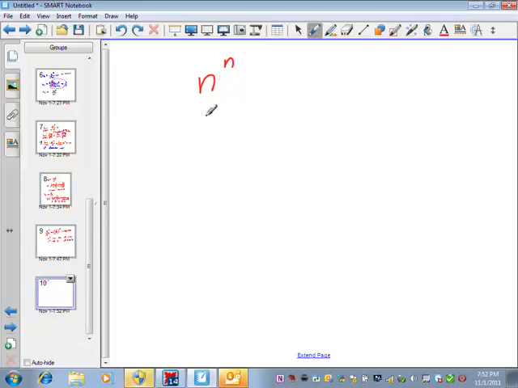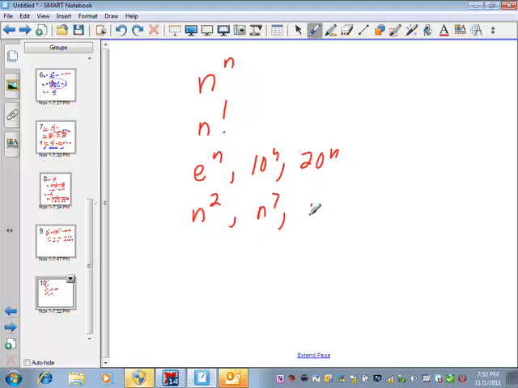So n to the n is the largest, and then n factorial, and then e to the n, and then powers of n. And let me not be biased: 10 to the n, 20 to the n, and then n squared, n to the 7th, n to the 20th, any of those. And then of course the poor natural log increases. That n is so far from the natural log. It doesn't look like it's connected to it. The natural log of n, and I'm being biased, log base 10 of n, increases the slowest. That goes to infinity the slowest.